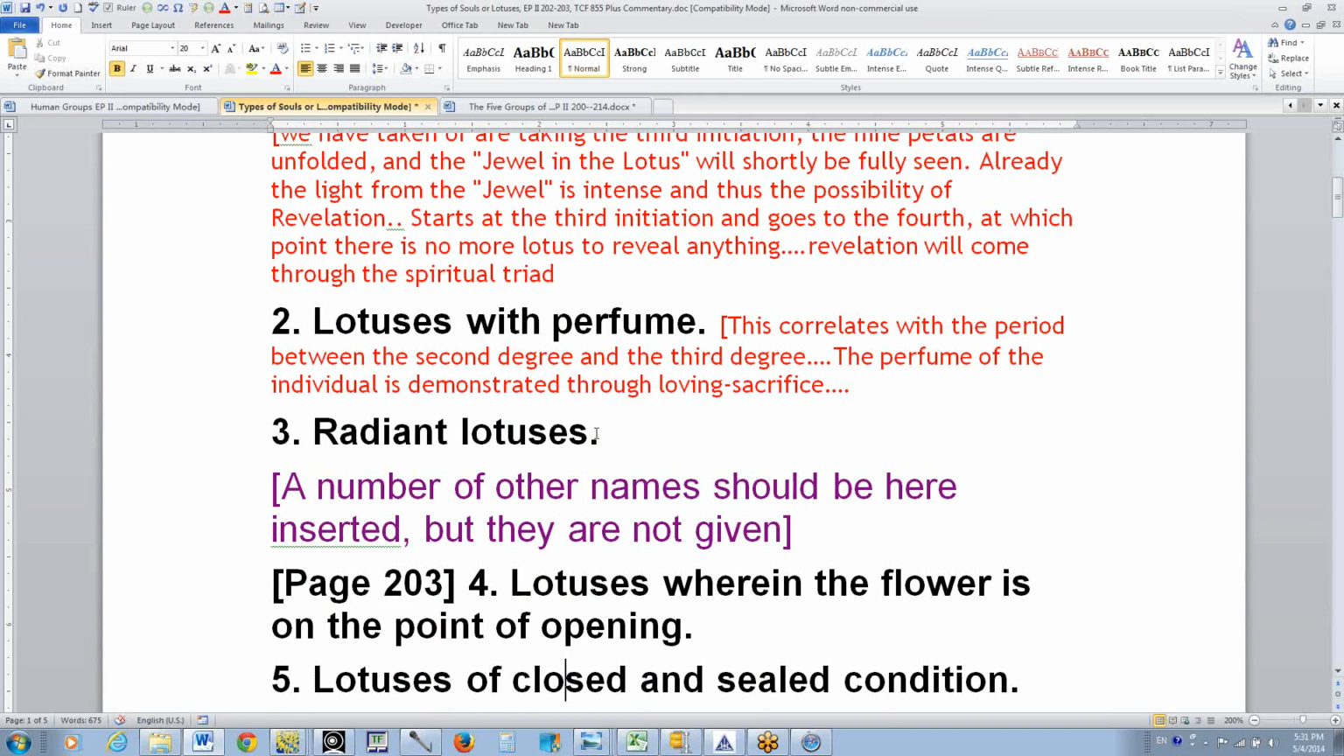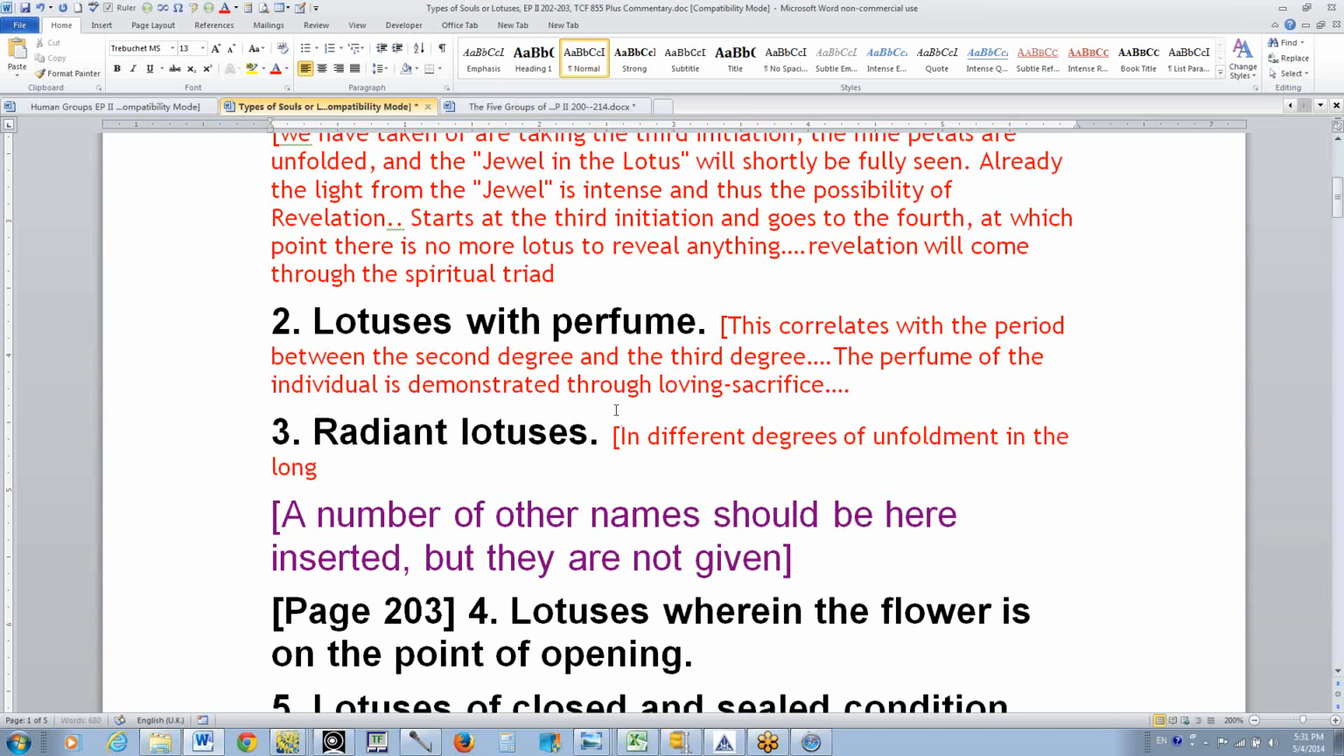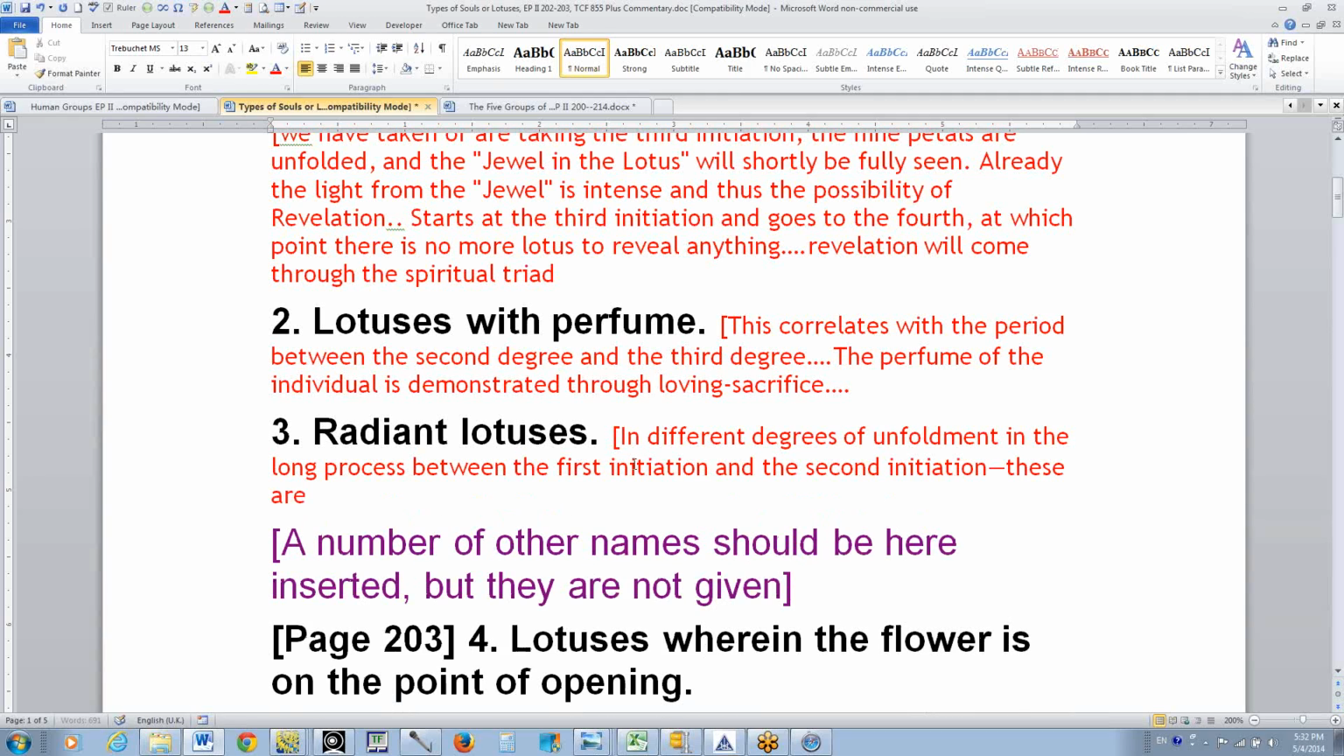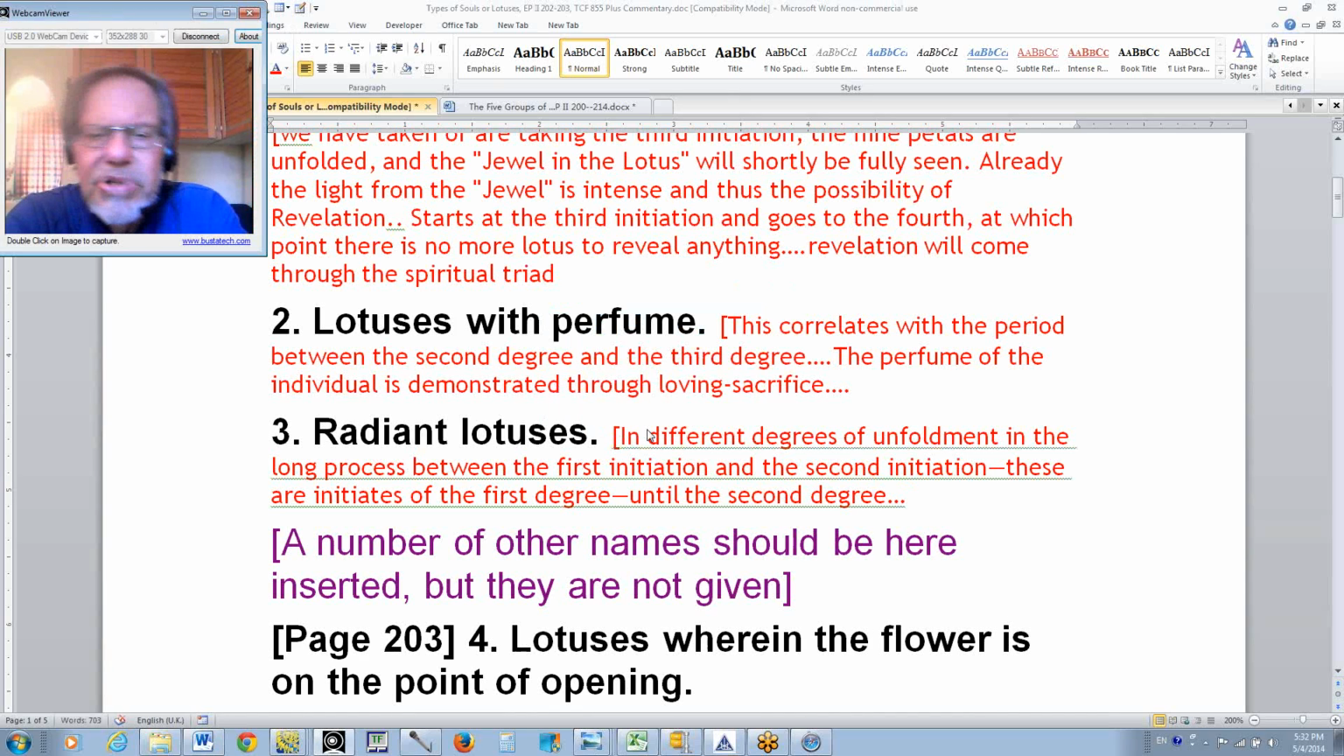I would say that these are mainly in their different grades, in different degrees of unfoldment in the long process between the first initiation and the second initiation. These are initiates of the first degree and until the second degree. So the principle of light is often associated with the third ray, and this initiation should be associated with the third ray in one respect, just the way the second with the second ray, and the third initiation with the first ray, but also with the, well, they're all involved.